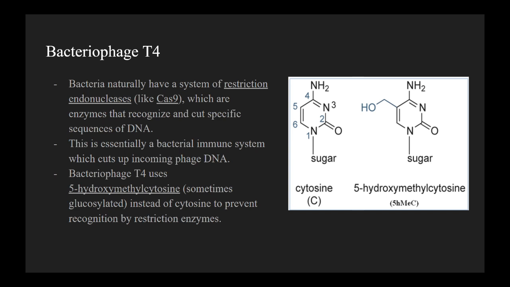So when talking about T4, it's good background knowledge to have that bacteria naturally have a system of what are called restriction endonucleases. These are enzymes that specifically cut DNA, and they have recognition to specific sequences of DNA. And a lot of times those sequences are found in phages, which kind of shows that this system of DNA cutting proteins evolved as a way for bacteria to cut up DNA that came from phages. So it's kind of like an immune system for the bacteria.